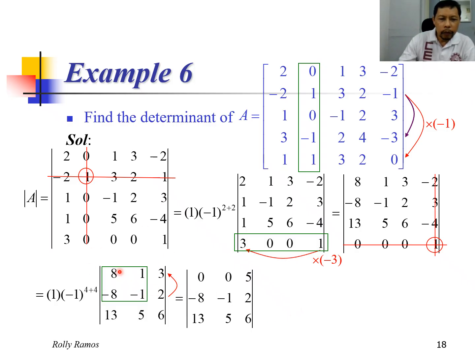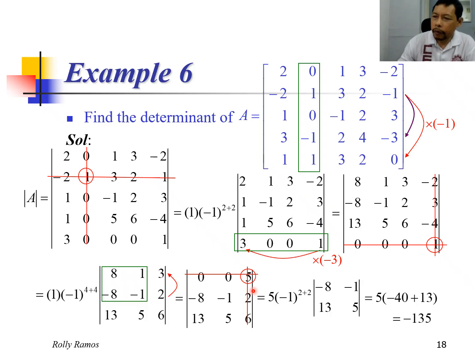Okay, so we apply elementary row operation. We add row 2 to row 1, which will produce this new matrix. So now we remove this because it is simply equal to 1. 1 times -1 raised to 4 plus 4 is +1. Okay, so we could now expand along the first row to find the determinant of matrix A. And that is equal to -135.